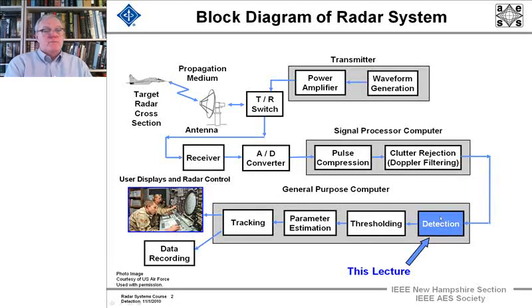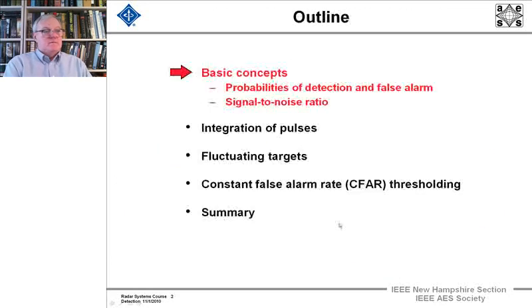Okay, now we're going to talk about detection of the signal so that we get thresholding and then the results, a target detection. First, we're going to talk about the basic concepts of probability of detection and false alarm and signal-to-noise ratio. You'll see a lot of graphs that connect those three terms, and they are many times called ROC curves, or receiver operating curves.